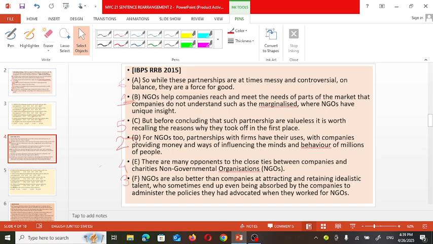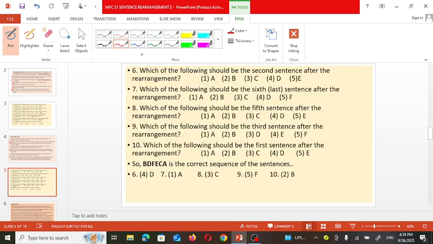B, D, F, E, C, A. Now let's see here how the questions are asked. Which of the following will be the second sentence? So according to our formation, D will be the second sentence, where option D is given here fourth. Which will be the last one? So A will be the last one, where that A is given first option.